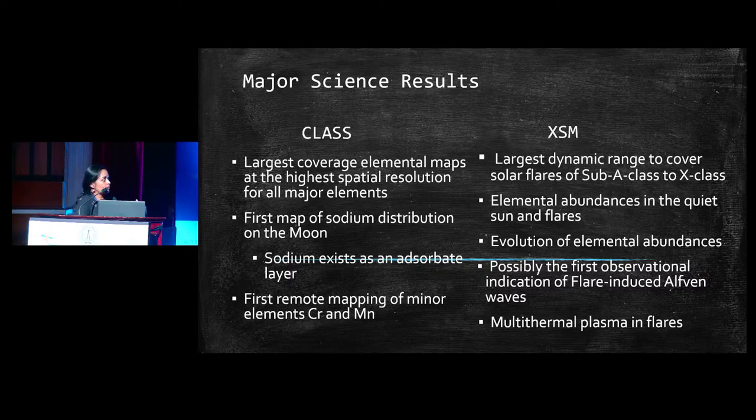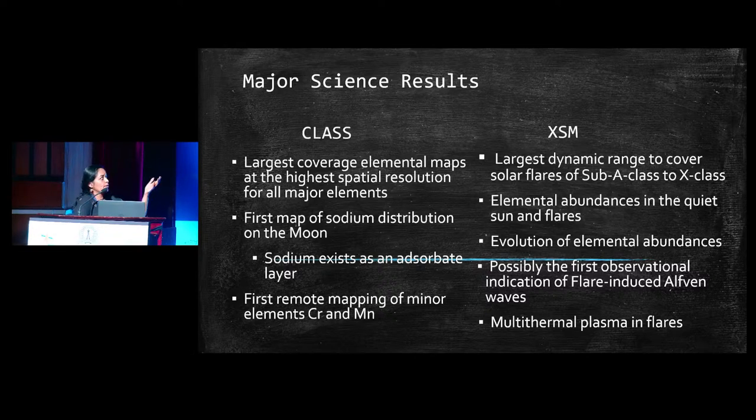But again, to cover just the highlights, it has the largest dynamic range, really covering solar flares from sub-A class to X class. This is also important for CLASS because, when we are able to do this with the large area A class to X class, the solar spectrometer also should be able to do that. So in that way, it perfectly matches the situation.